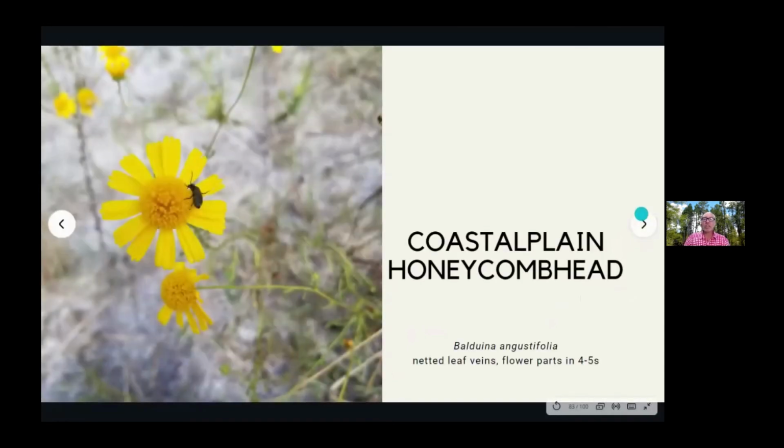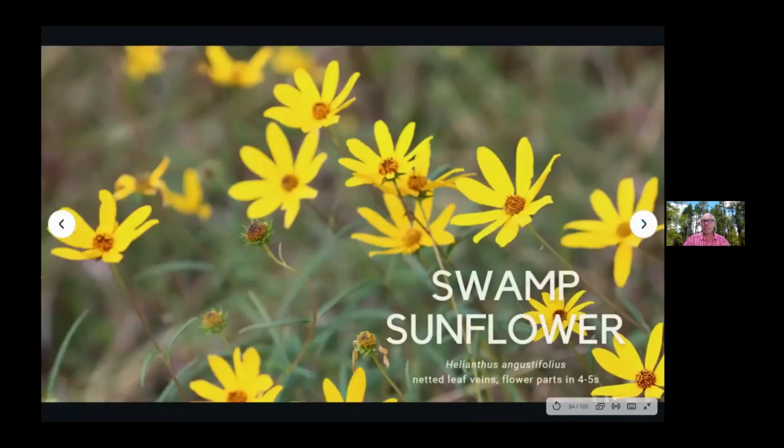Along with it, the coastal plain honeycomb head, Balduina angustifolia. You can see those ray flowers and the tiny little disc flowers, you'll recall, characteristic of this family, the sunflower family. Here's an actual sunflower, swamp sunflower, Helianthus, which means sunflower. Angustifolius means it has leaves like grass. And if you look closely, slightly blurry picture, but it does have long, narrow leaves.